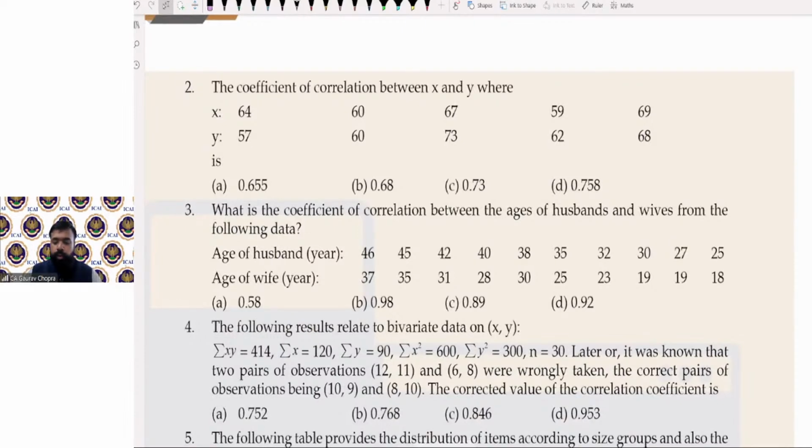Now the next doubt which is asked is question 2 of 46. See, question number 2 is a direct question. Coefficient of correlation between x and y. So series x is given, series y is given. Simply find out sigma x, sigma y, sigma xy, x square, and y square, and then put the values in the formula. You will get the answer. So this question 2 is basically a direct one.